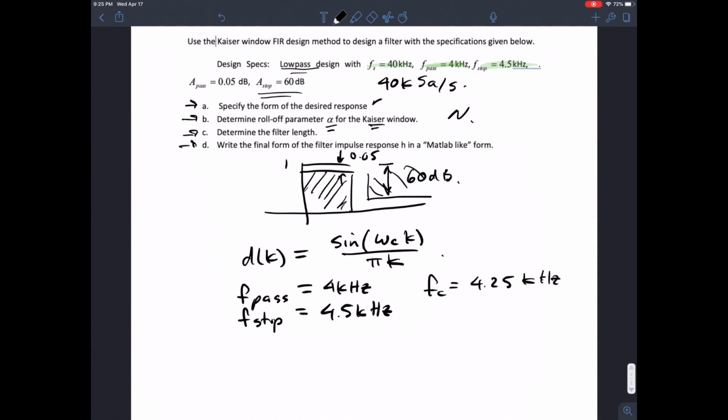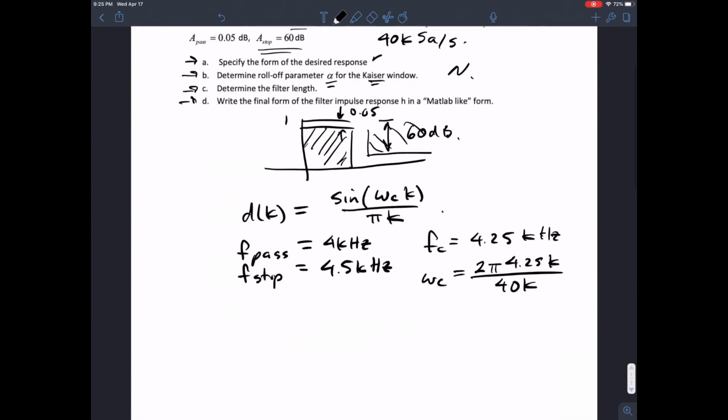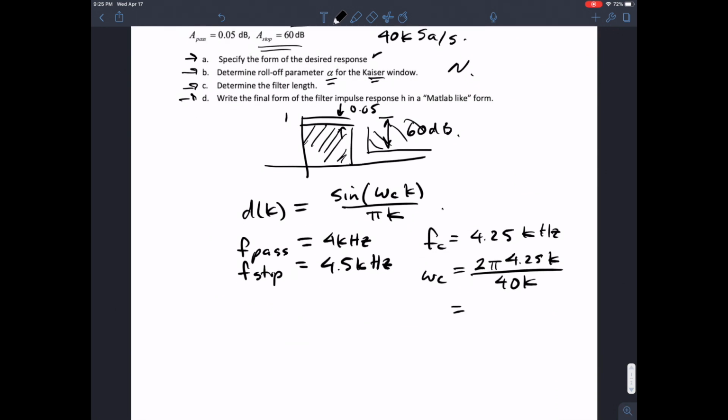And then we would convert that into normalized frequency. So omega C is 2 pi times 4.25 K divided by the sampling rate. In this case, the sampling rate is 40K. I simplified that to 0.2125 pi. That's omega C. So that was the unknown up here in the desired impulse response.